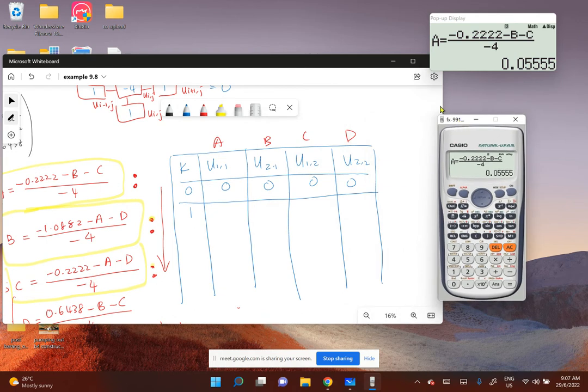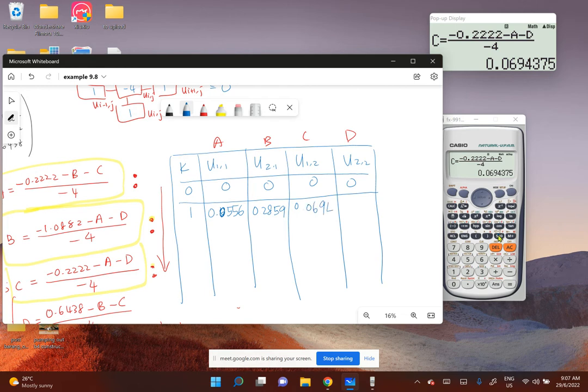Okay, so A is 0.0556. Then press equal to, and this is B. B is 0.2859. Then press equal to.